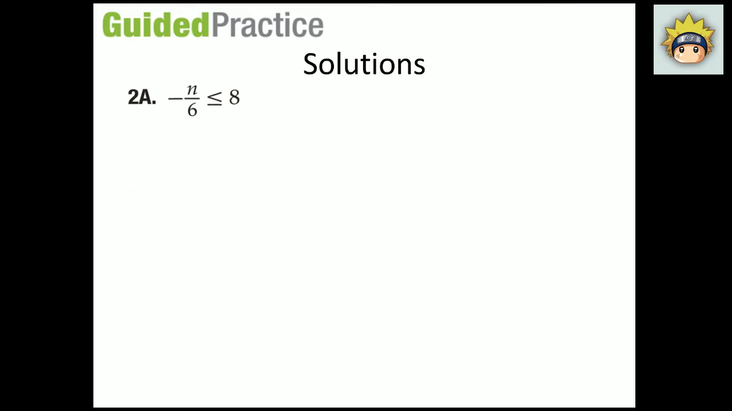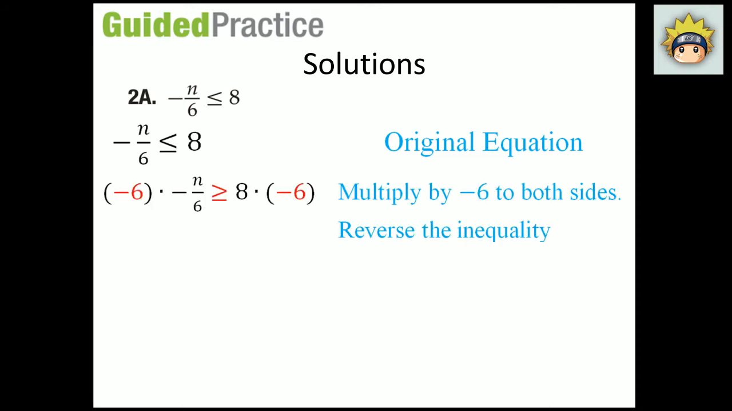This is the solution for 2a. I have negative n divided by 6 is less than or equal to 8. First step is to always write the original inequality. I'm going to multiply by negative 6 on both sides, and in the process I reverse the inequality. Notice that this was a less than or equal to. Now it is a greater than or equal to symbol.